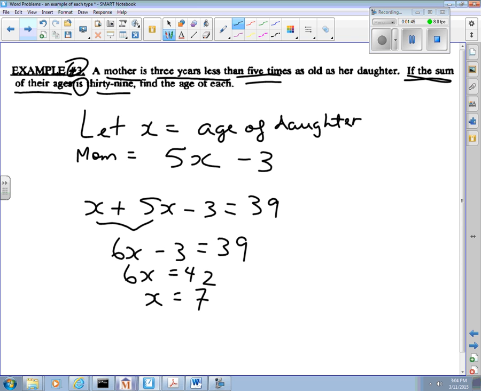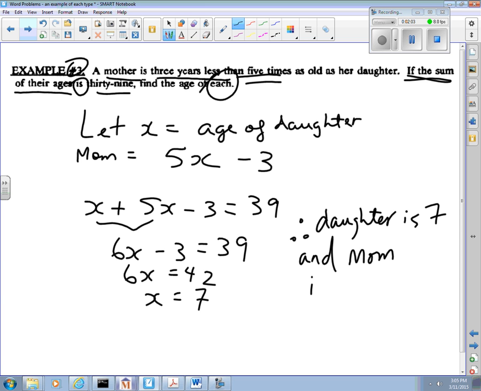And for my conclusion, I will say, therefore, the daughter is 7. And don't forget that it asked for the age of each. If you stop there, you'd lose half a mark. The mom is 5x minus 3. So I have to take this 7 and go, what is 5 times 7 minus 3? I'll just do that as scrap work. That's 35 minus 3, 32. And there we go. That would be full marks.